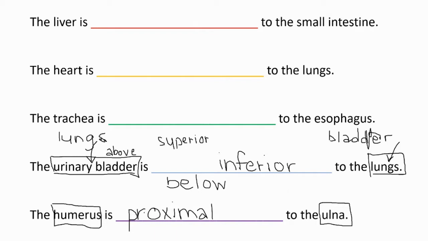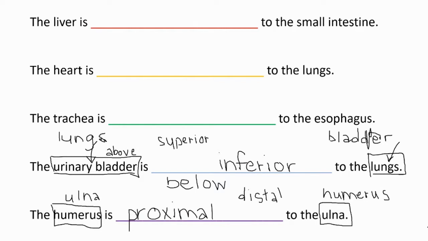So the humerus is proximal to the ulna. If I flipped it the other direction, if I said that the ulna was blank to the humerus, what word would I use if I was comparing the ulna to the humerus? What word would I use instead? Yeah, several chiming in for me. If the ulna came first, I'd use that word distal. Absolutely.